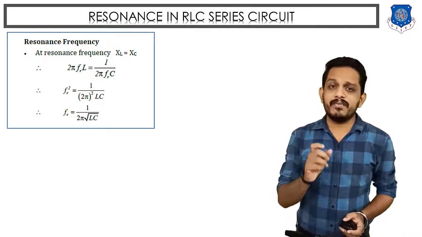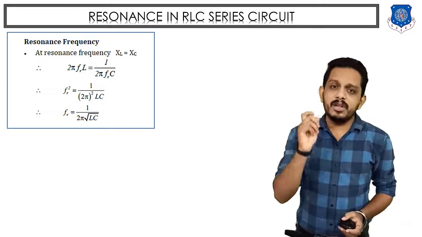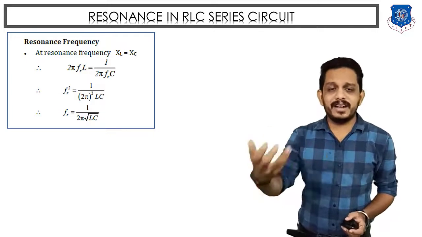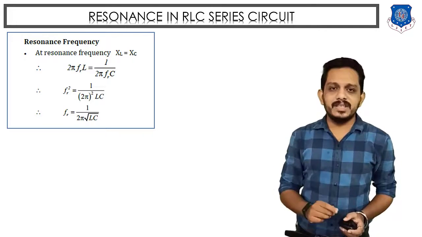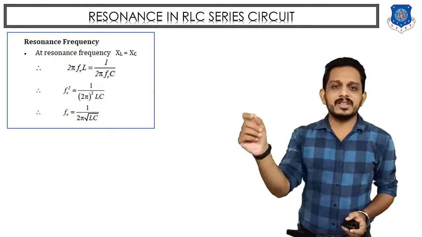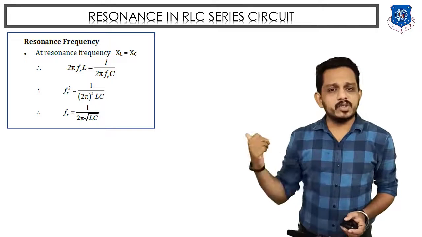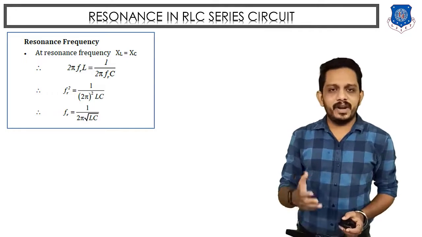In this way you can find the frequency if you know the value of inductor and capacitor connected in that series RLC circuit. So you can find the frequency at which the resonance condition will appear. So this was all about the resonance frequency.